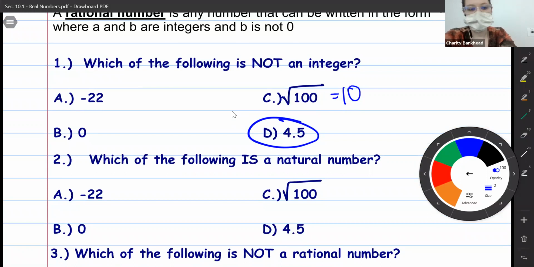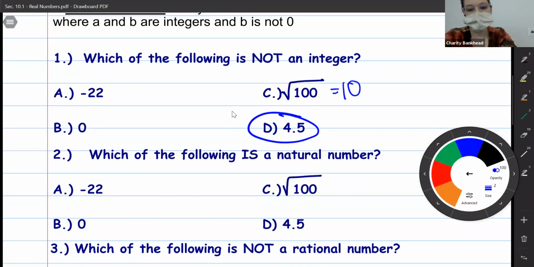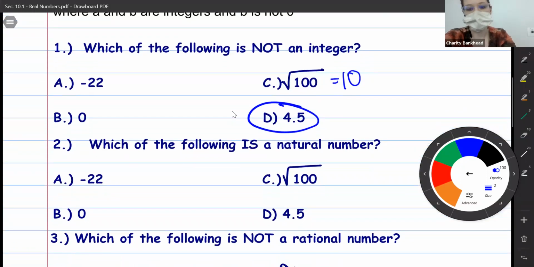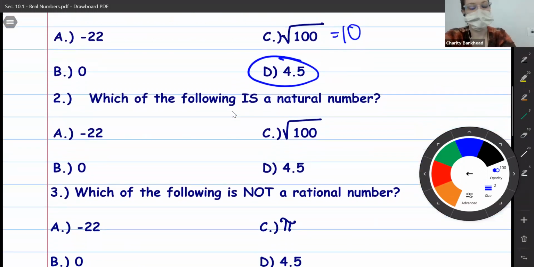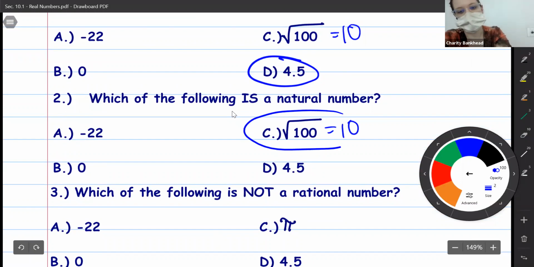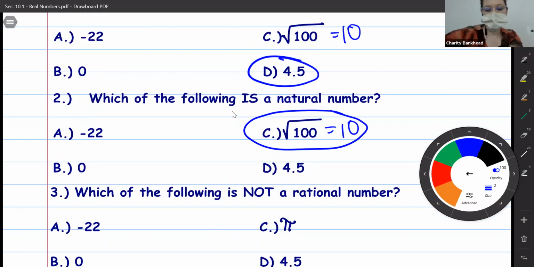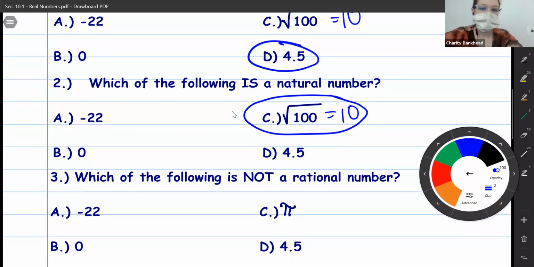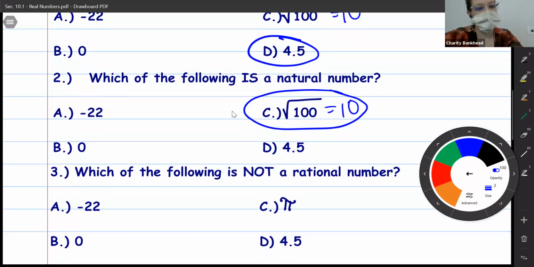Number two, which of the following is a natural number? Since the square root of 100 equals 10, then yes, this is the answer, C. Notice by saying that, I am saying that these other three are not natural numbers. So 0 is not a natural number, a negative cannot be a natural number, and a decimal cannot be a natural number.